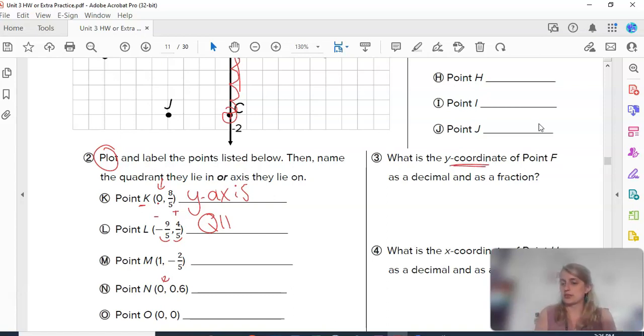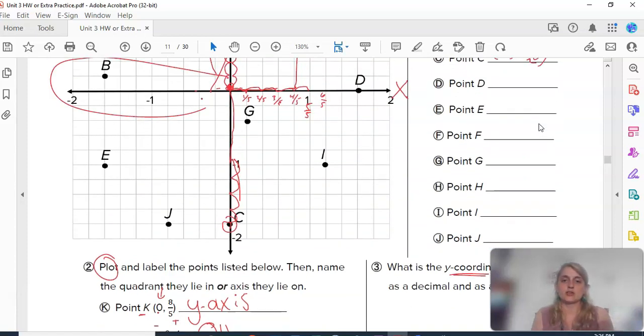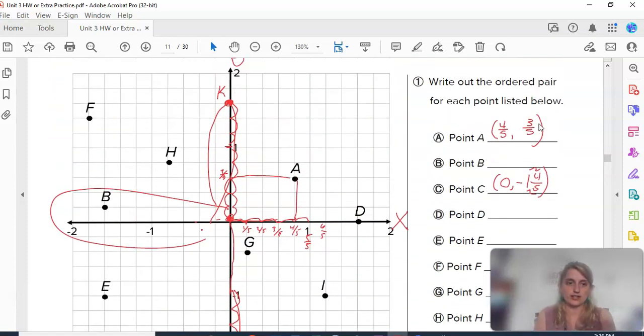Over here, what is the y-coordinate of point F? I do not want parentheses. I do not want a comma. I do not want 2 numbers. I want to find F. There it is. And I only want the y-coordinate of that.